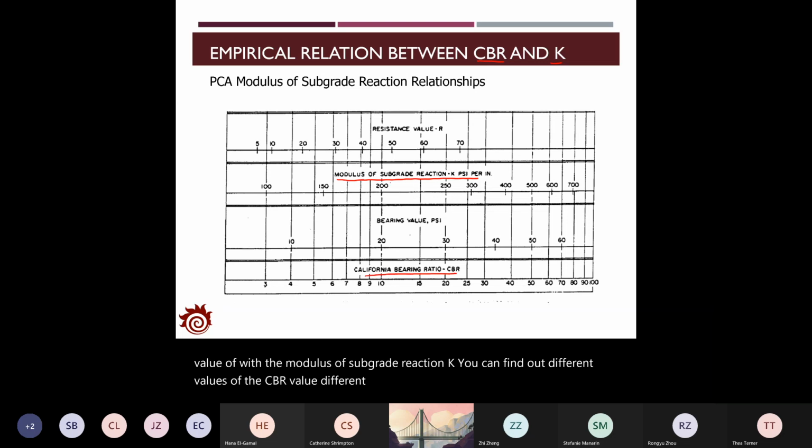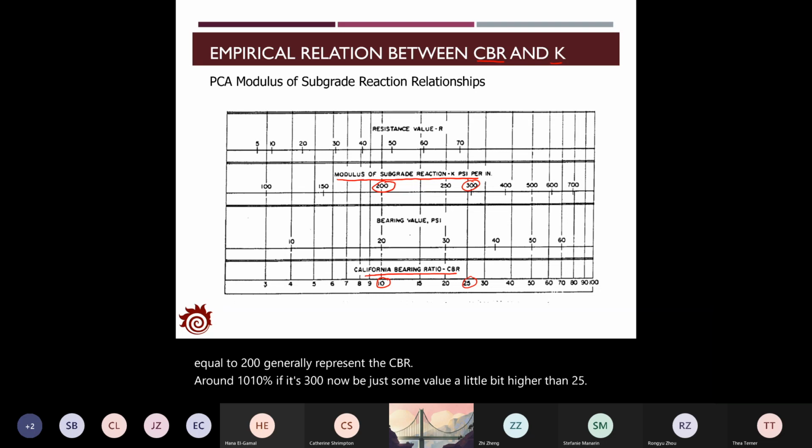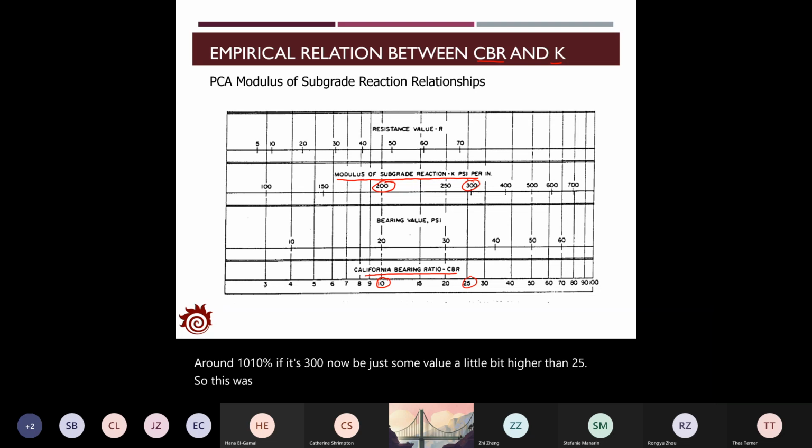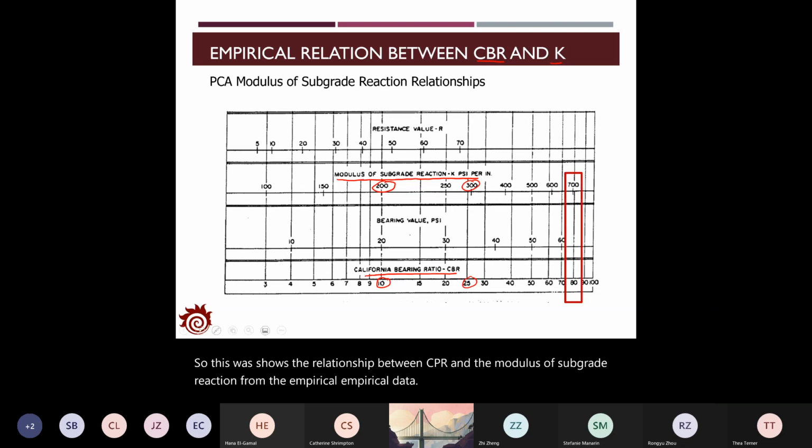For example, for K equal to 200, it generally represents a CBR around 10%. If it's 300, that will be a value a little bit higher than 25. So this one shows the relationship between CBR and the modulus of subgrade reaction from the empirical data.